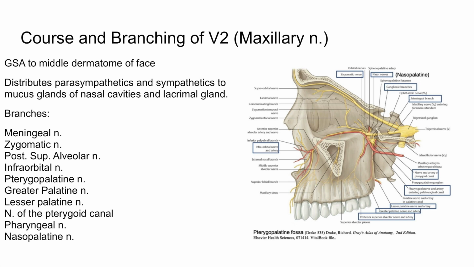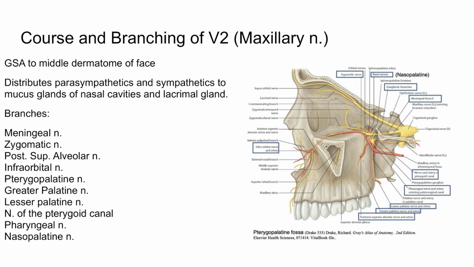At this level, the first important idea is that V2 itself is purely sensory, GSA, but it carries parasympathetics and sympathetics to targets like the nasal mucosa and lacrimal gland. It's not generating those fibers, it's just the delivery guy, right? So once inside the fossa, small ganglionic branches connect V2 to the pterygopalatine ganglion, and from there, multiple branches peel off depending on destination. If fibers are heading posteriorly or medially toward the nasal cavity, you get branches like the nasopalatine nerve and other nasal nerves. These pass through the sphenopalatine foramen and supply the septum and lateral nasal walls.